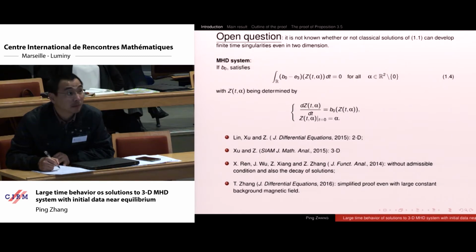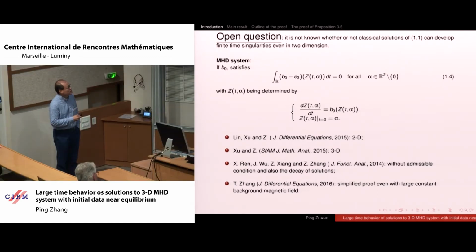In general, in two space dimensions, if we assume this sort of strange admissible condition for the initial magnetic field, like this integral of the difference between B0 and E3 restricted to the trajectory of B0, equals 0 for all alpha in R2, then, in joint work with Fenghua Lin and Li Xu, we can prove the global existence of solutions of this 2D MHD system when B0 is sufficiently close to E2 and u0 is small. And we can also prove a similar result in three space dimensions.